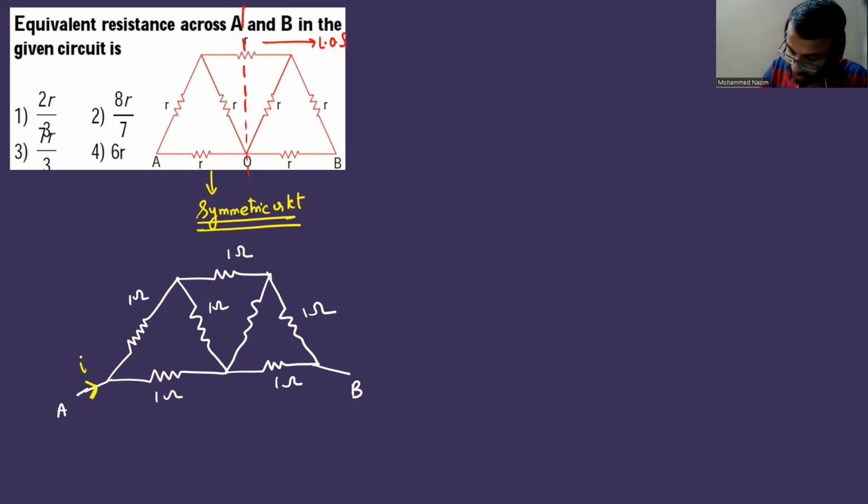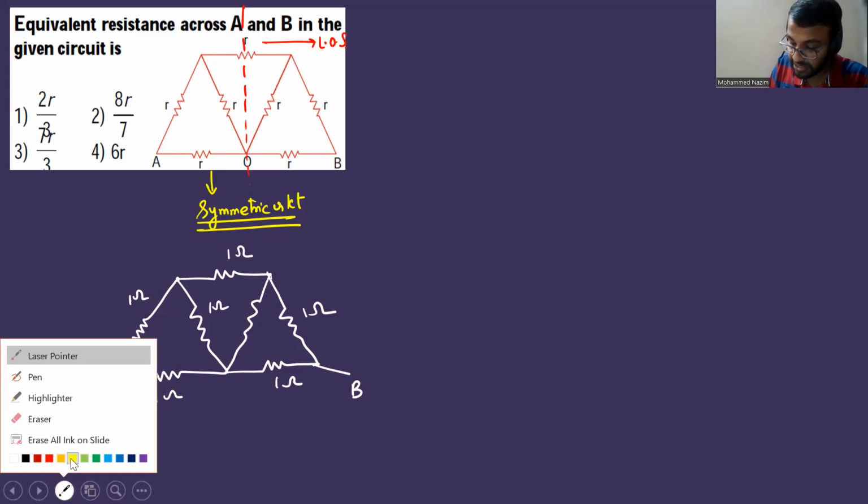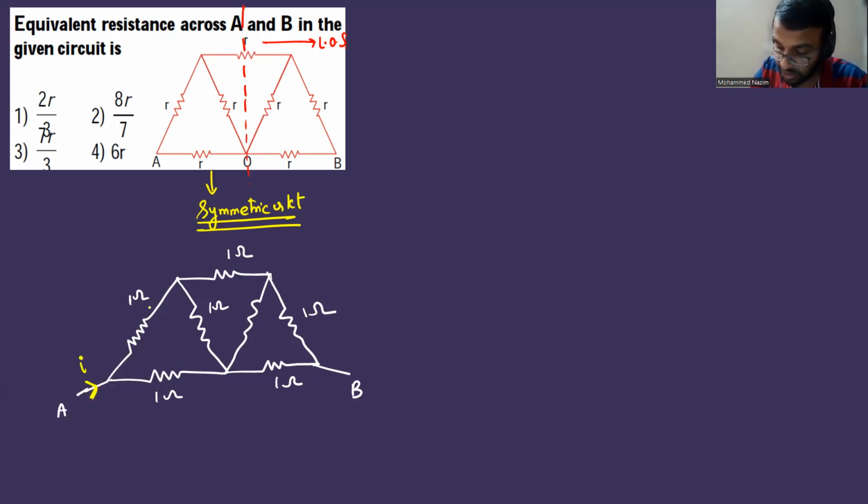If you pass a current I here, due to symmetry, the resistances are the same. Here it is 1 and here it is 1. So current I is going to divide equally in these two branches because the resistances are the same. Current will equally divide as I by 2 here, and the same I by 2 will flow on the other branch.